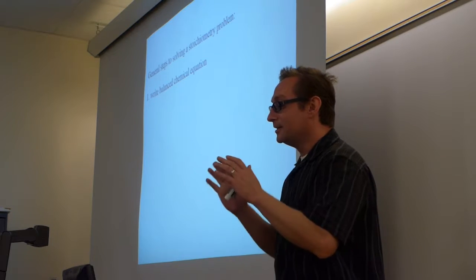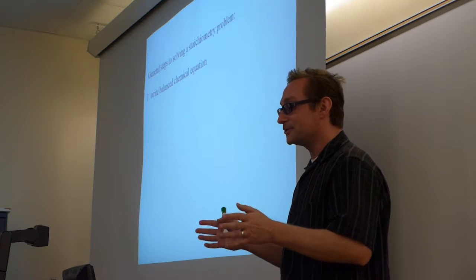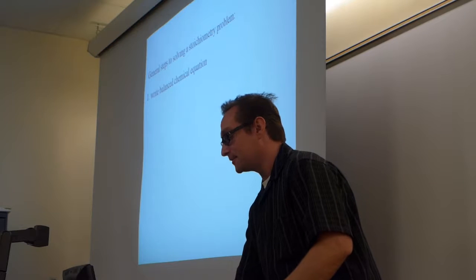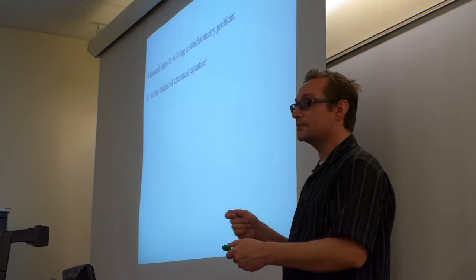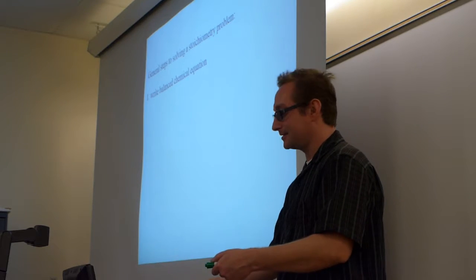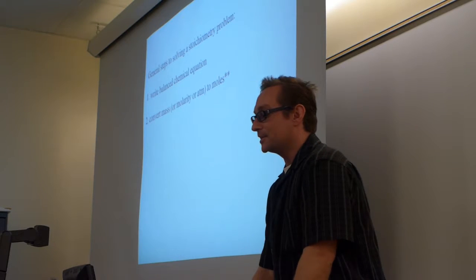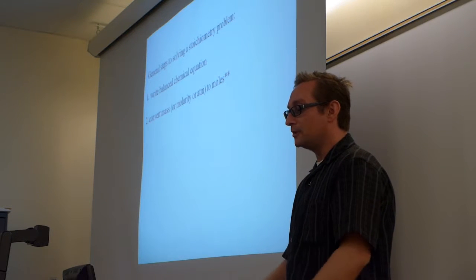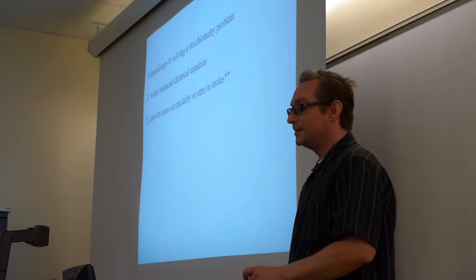All right, so to do any stoichiometry problem, the general procedure: write a balanced chemical equation. It's always first and foremost. I always say chemistry first, numbers second. Second thing, convert mass or molarity or atmospheres to moles.